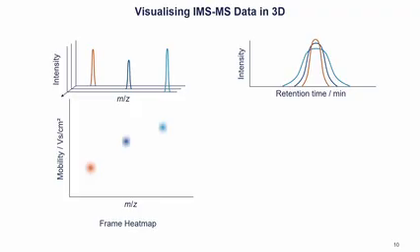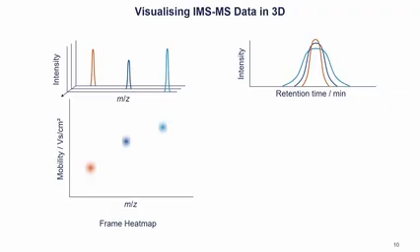And this is what we call the frame heat map. So a frame is when you take all the spectra that are separated by an ion mobility dimension, by one ion mobility separation, and you collapse them together.